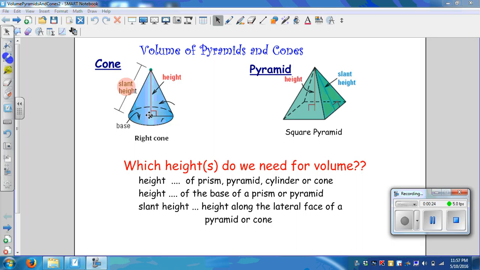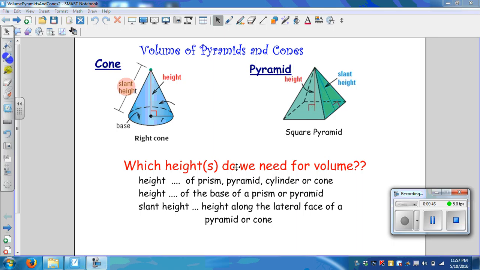We have a height that goes from the vertex down to the center of the base. We also have the slant height, which is useful when we're calculating surface areas. The pyramid also has a slant height and a height. So we have the square pyramid where we have the height that goes from the vertex down to the base, and the slant height is the height of the base.